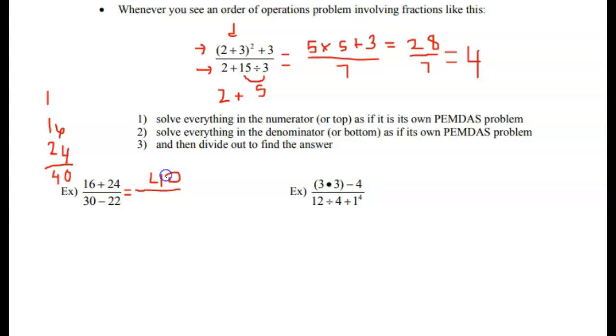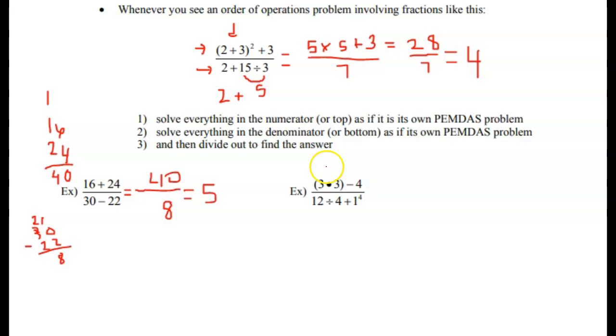In the denominator, we got 30 minus 22, right? And this is when we have to do some borrowing here. So I got a 10 minus 2, which is 8, right? And then 2 minus 2 is 0. So in the denominator, I have an 8. So 40 over 8. Well, 40 divided by 8 is just 5. Okay, let's go to the next example.